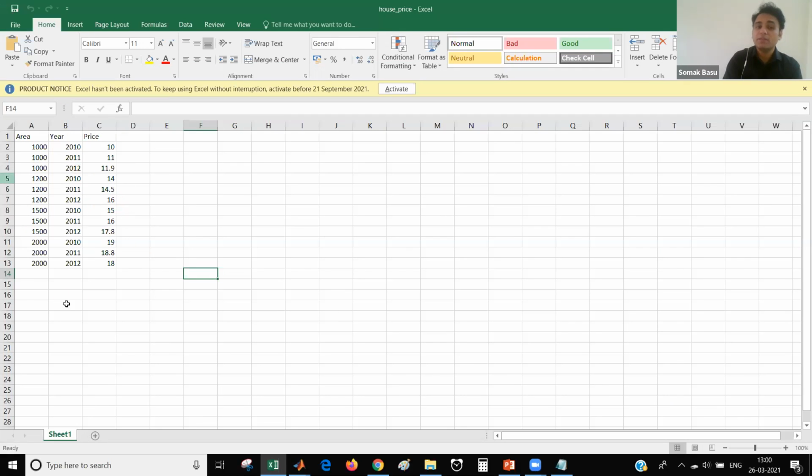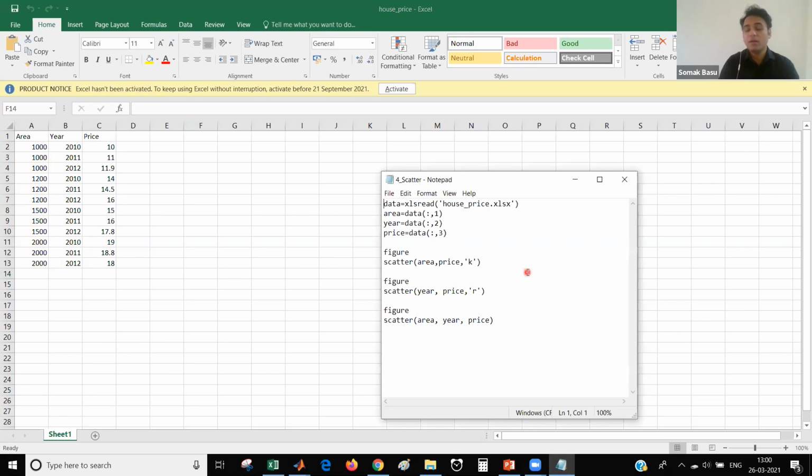This is a very small data set. I've randomly created this data set, and I want to find out the relation between the area of the house and the price, and also the year and the price. I want to find out the relation. So I'll design a very small regression model. The first command that I'll write is data is equal to xlsread house price dot xlsx. This is a MATLAB command which will read the Excel file for me.